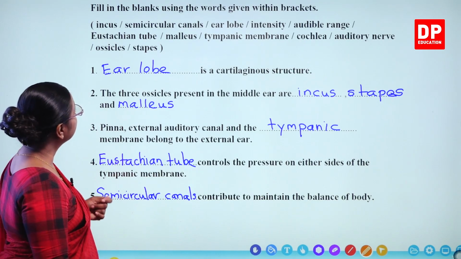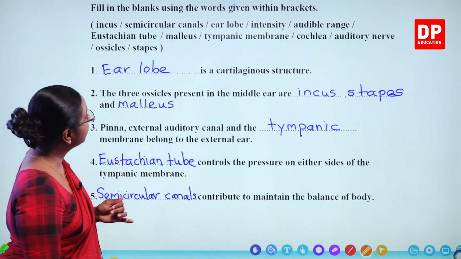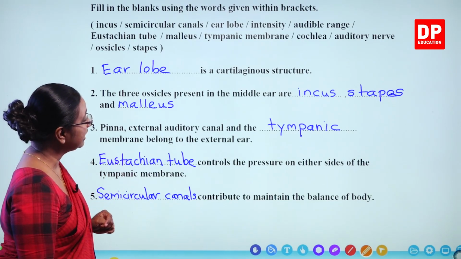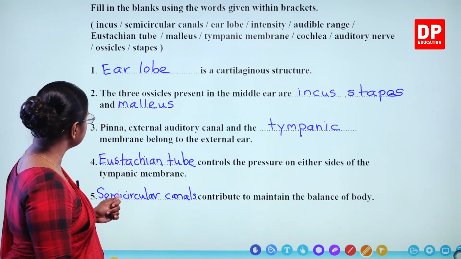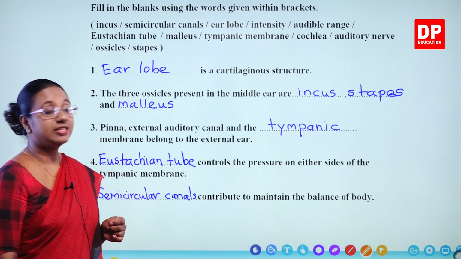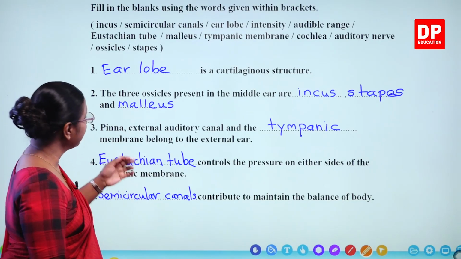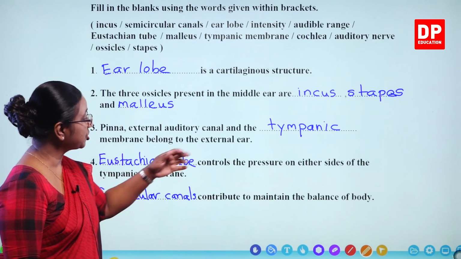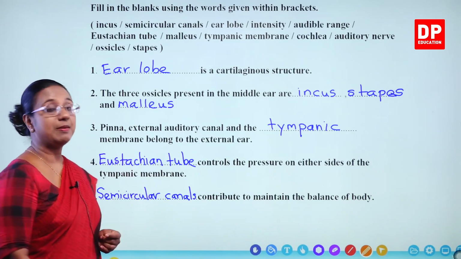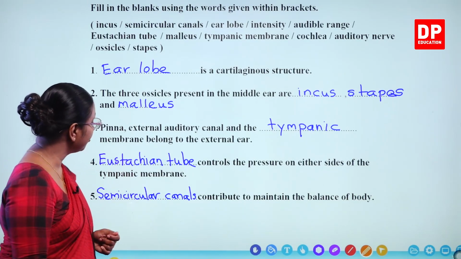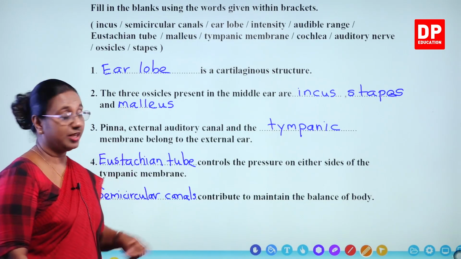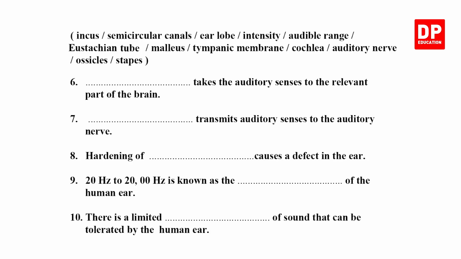So, let's look at the answers again. Earlobe is a cartilaginous structure. The three ossicles present in the middle ear are incus, stapes and malleus. Pinna, external auditory canal and the tympanic membrane belong to the external ear. Eustachian tube controls the pressure on either sides of the tympanic membrane and semicircular canals contribute to maintain the balance of the body. With that, we'll move on to the rest of the questions.